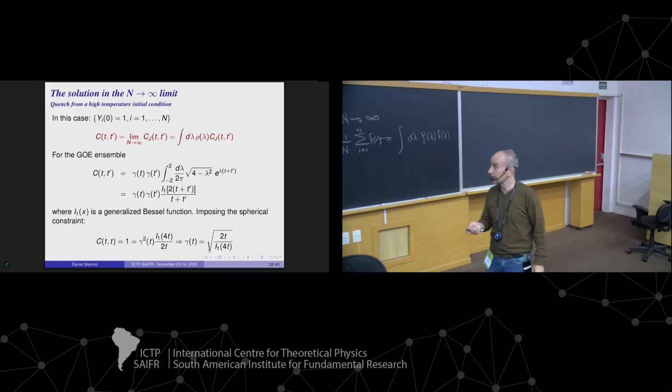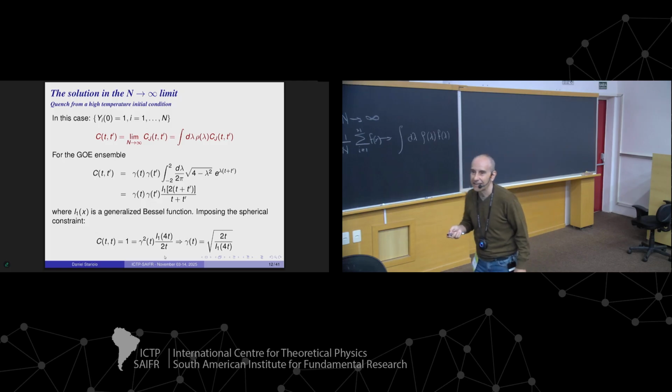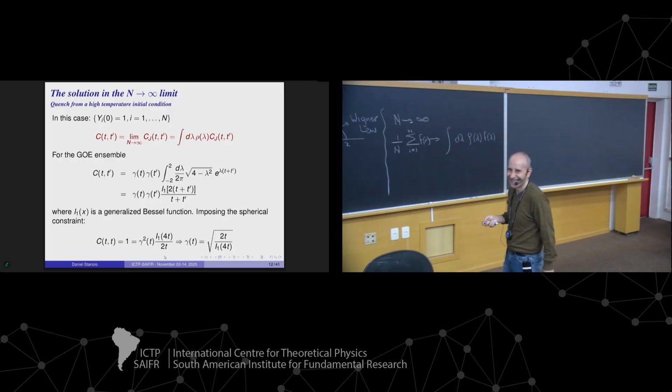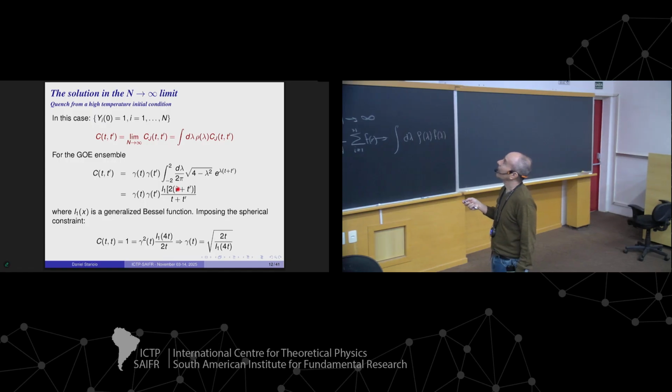This L, what is it? It's the Bessel function. Yes, this integral solves like a Bessel function, and I didn't understand this notation of this I1. Yeah, this is the result of this integral. This integral has an exact solution, and the exact solution is given by this modified Bessel function I1 of 2 times t plus t prime over t plus t prime. This is the result of the integral.